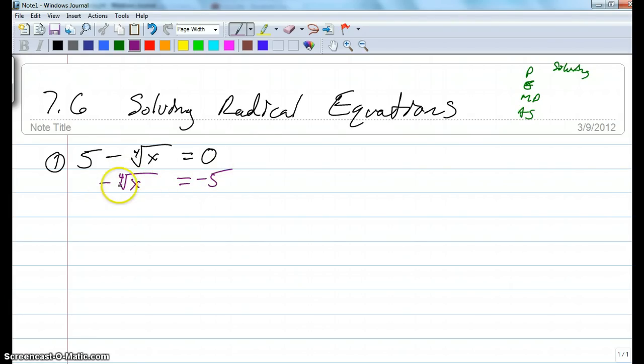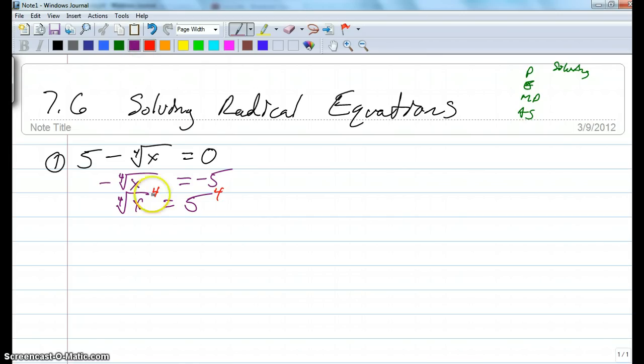But I want to get rid of that negative as well. So get rid of that negative. You got the 4th root of x equals positive 5. Then, how do you un-4th root something? What is the enemy of the 4th root? Well, the enemy of the 4th root is the 4th power. So you're going to raise both sides to the 4th power.